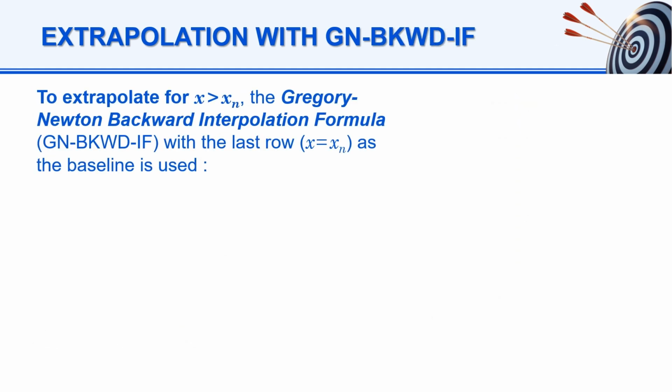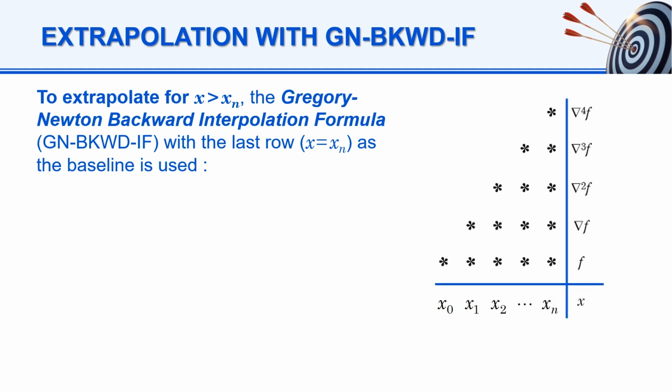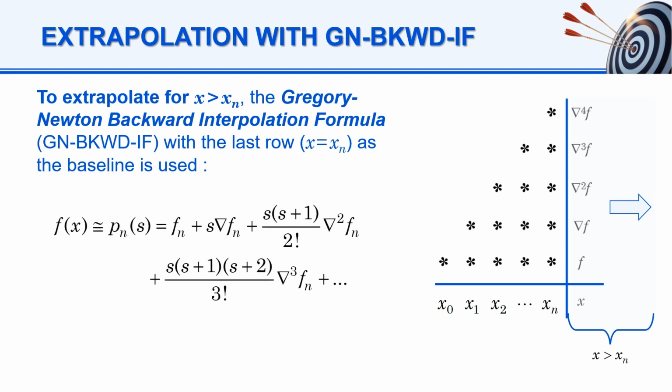To extrapolate for x values greater than xn, the Gregory-Newton backward interpolation formula with the last row, x equals xn, as the baseline is used. Because of the fact that the row xn has the most entries in the difference table as shown in the illustration. Here, the interpolation variable s is defined as (x minus xn) divided by h.